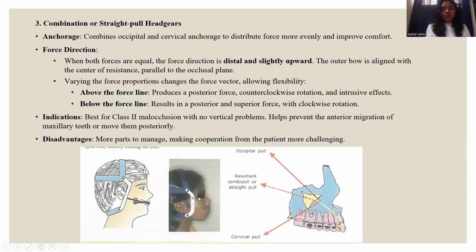And then here we have the combination pull headgear. The combination pull headgear is again, the force direction is distal and slightly upwards. So based on the force line, above the force line, it produces posterior force, counterclockwise rotation, and intrusive effects. And below the force line, it causes posterior and superior force, which causes clockwise rotation. So indications are best for class 2 malocclusion with no vertical problems. It helps to prevent the anterior migration of the maxillary teeth.